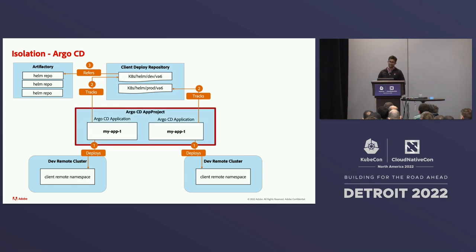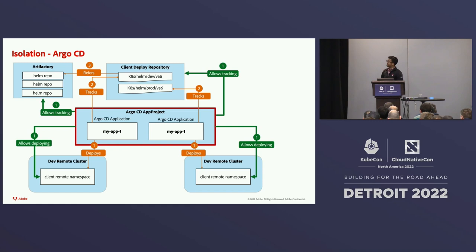The answer again here is actually Argo CD app projects. In fact, the Argo CD app project has to specifically allow tracking of Git locations of the child Argo CD applications in order for those Argo CD applications to be allowed to track those. Similarly, it has to specifically allow deployment to namespaces on clusters in order for the child Argo CD applications to be able to deploy to them. If the Argo CD application does not follow these rules, then an error will actually be thrown when attempting to create the application or put it inside the project. And by default, all Argo CD applications have to be inside a project.